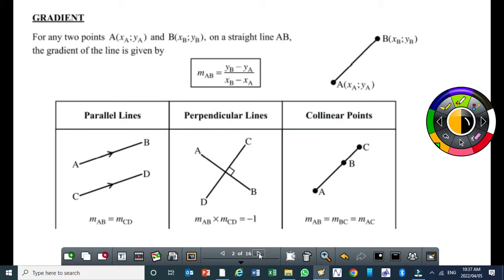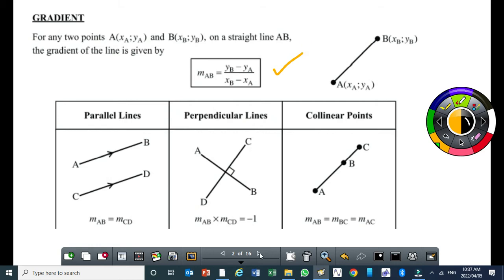The gradient of a line segment you were taught from grade 9. You still have to know that, right? Obviously, under gradient, you must know that if lines are parallel, their gradients will be the same. If they are perpendicular, the product of their gradients will be equal to -1. If they are collinear, the gradient is the same. If you have at least 2 points on the same straight line and you calculate their gradient, it will always be the same. So you're supposed to know these basics.